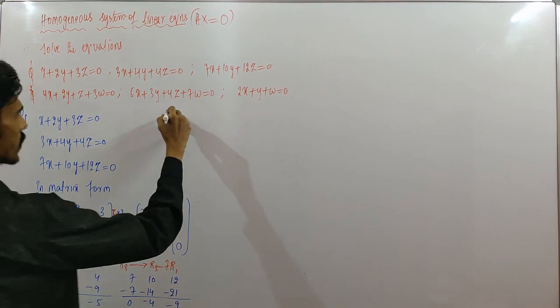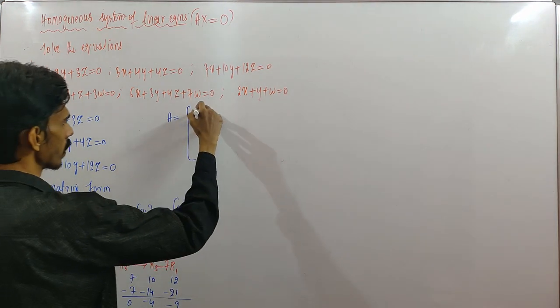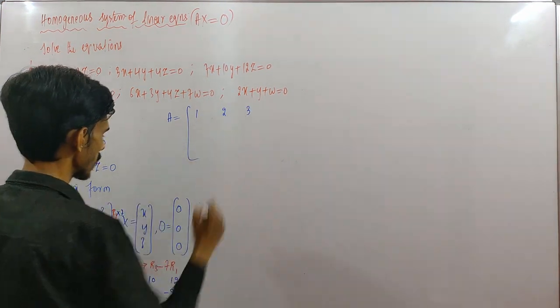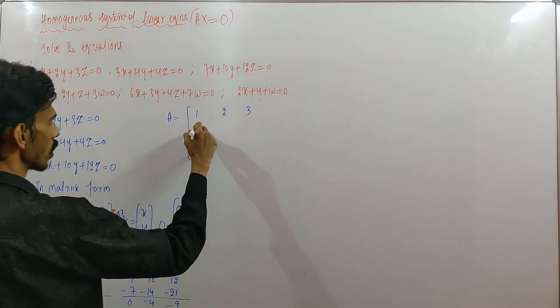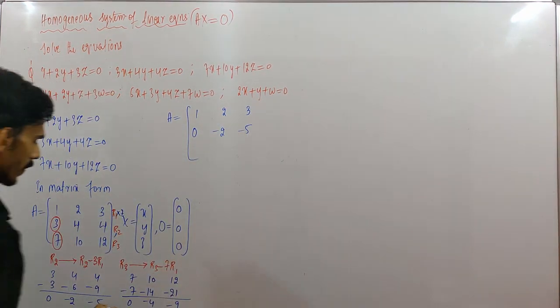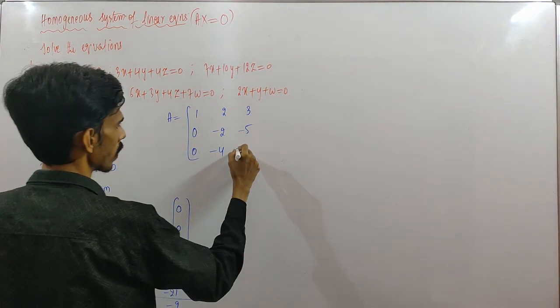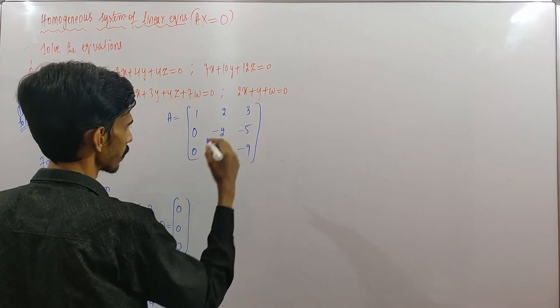Now let us write down this A matrix. 1, 2, 3, first row as it is. Second row is 0, -2, -5. Third row is 0, -4, -9.